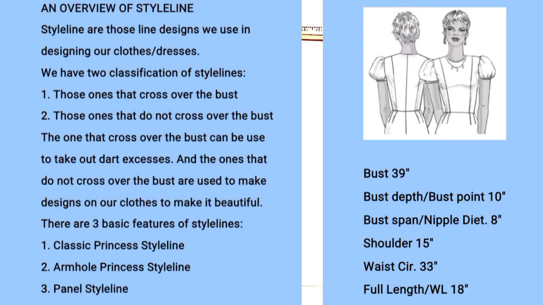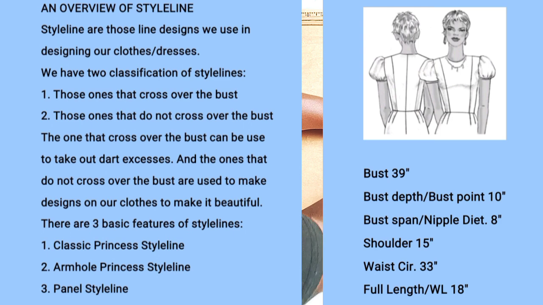And we're going to use the measurements: bust 39, nipple distance or bust span 8 inches, bust point or bust depth 10 inches, waist circumference 33, the full length 18, shoulder measurement 15 inches. Firstly, we'll draft down the front and the back bodies to achieve the classic princess style line.